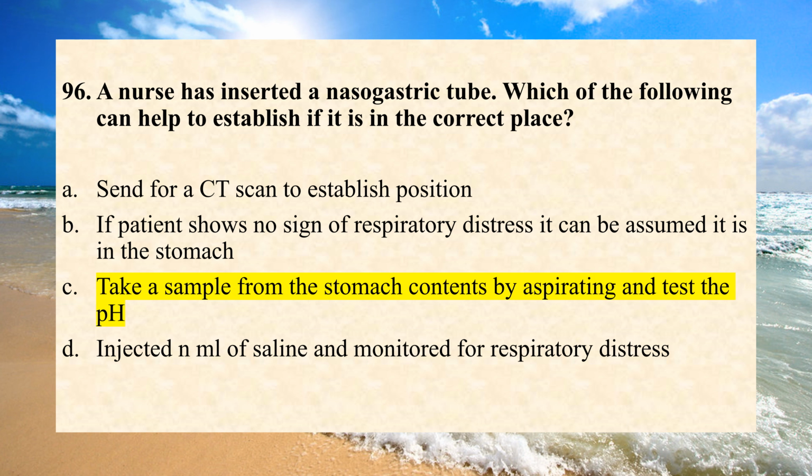Answer is C. To check the nasogastric tube's correct placement, you have to take a sample from the stomach contents by aspirating and test the pH on a pH strip. If the pH is less than 5.5, it means that the nasogastric tube is in the correct place, and you have to do this test prior to each feeding.